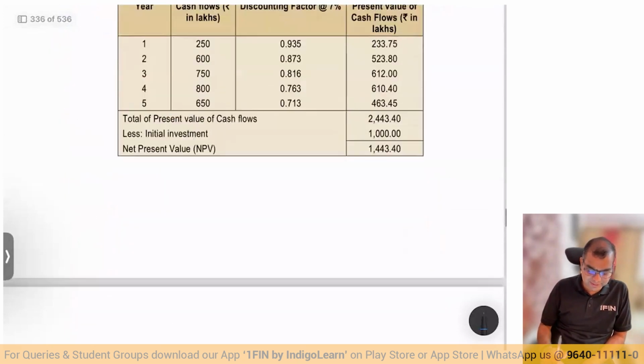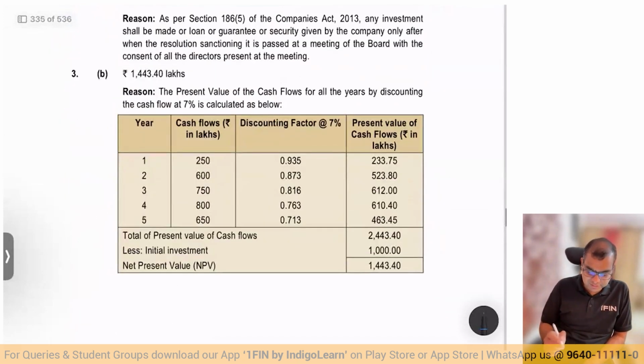It is very simple, guys. 250 multiplied by 7% present value factor. You get 233. Same way, each of the years, their present value factor, you add up and you get 2443.4. Subtract the initial investment of 1000, you get 1443. This is at discounting factor of 7%.